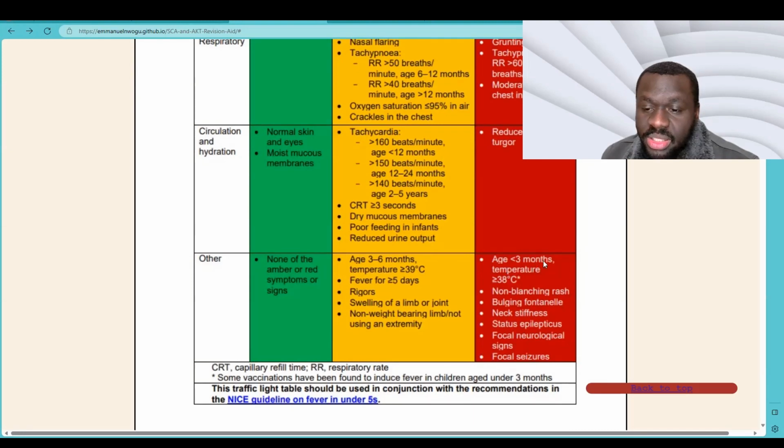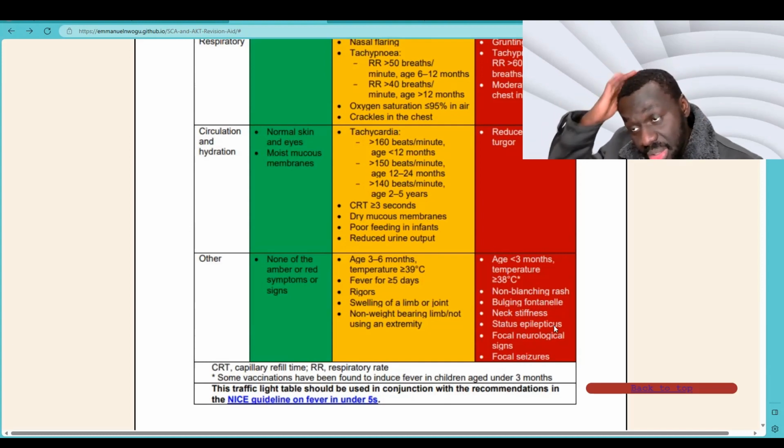A child who is less than 3 months old with a temperature of 38 or more is a red flag. A non-blanching rash, think of meningococcal meningitis, that's a red flag. A bulging fontanelle, think of meningitis with raised intracranial pressure. Neck stiffness. Status epilepticus, which is a seizure lasting more than 30 minutes.